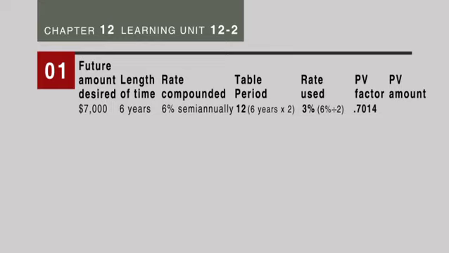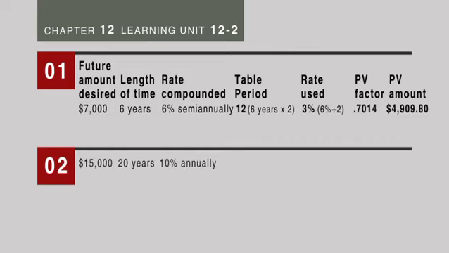So if you take that 0.7014, multiply it by 7,000, that's going to give you $4,909.80. That's how much you have to invest today to have it grow to $7,000 in 6 years at 6% invested semi-annually.